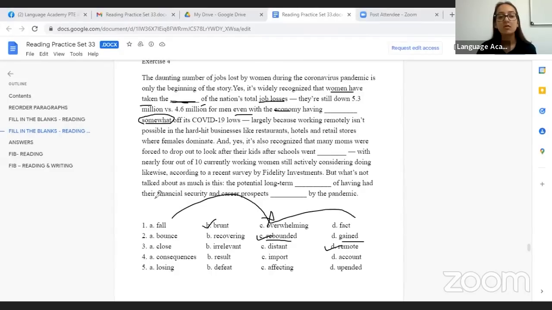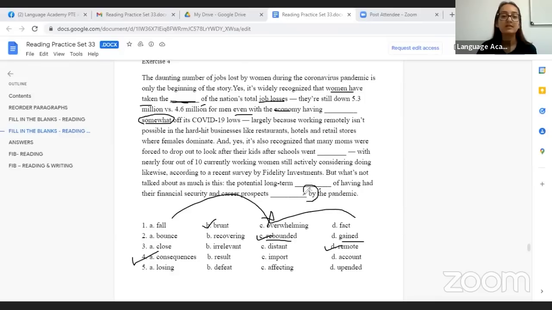But what's not talked about as much is this, the potential long term dash of having had their financial security. So before of, we need a noun, potential long term result, import, account, or consequences. There cannot be just one result or one account of leaving the job. There will be so many consequences about their financial security. Potential long-term consequences of having had their financial security and career prospects dashed by the pandemic.